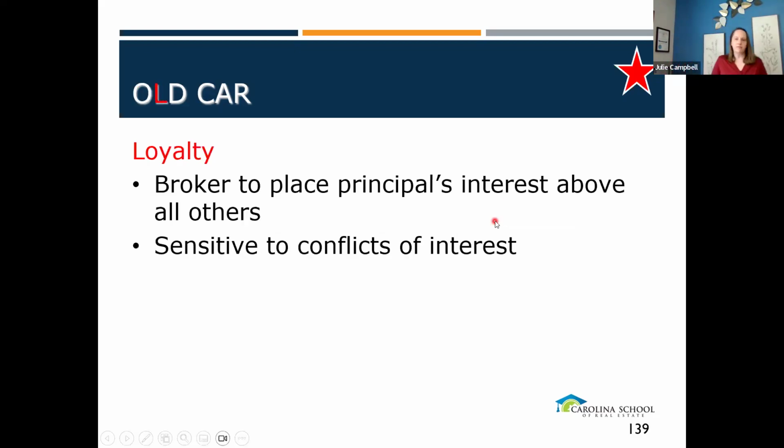L says I'm loyal. I'm going to place my client's interest above all others. Sometimes that means my own. I need to be sensitive to conflicts of interest, things that aren't in their best interest. A great example of a conflict of interest, and again, we've got more to say about this stuff. That's exactly what it is.